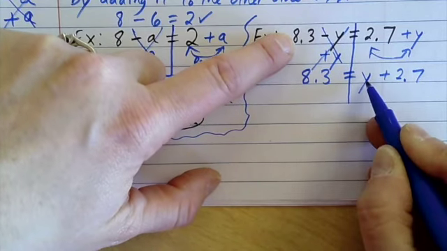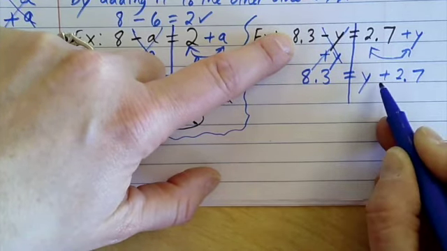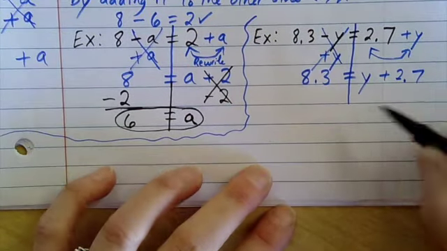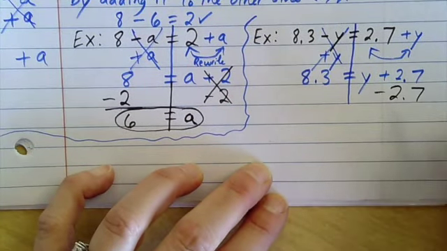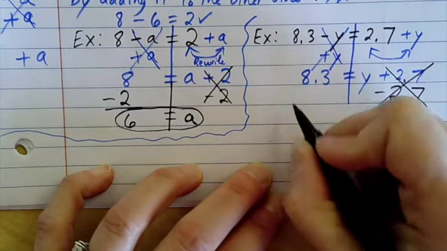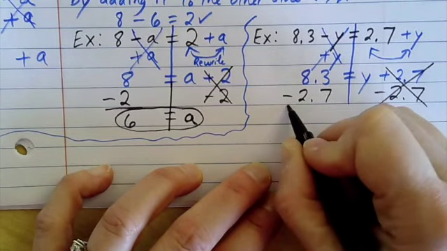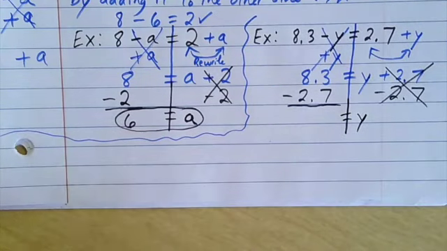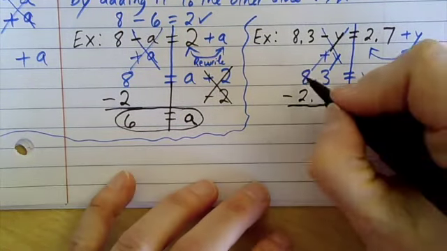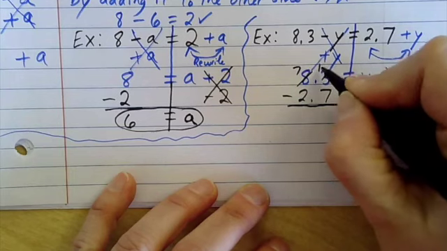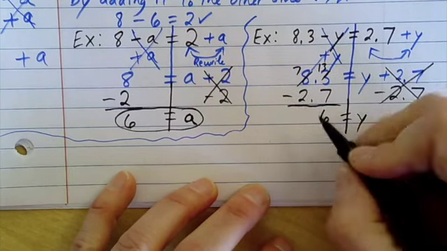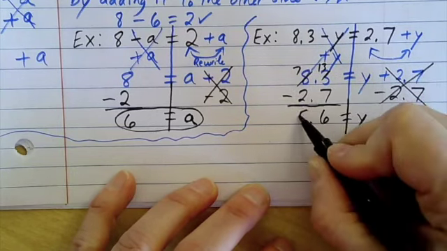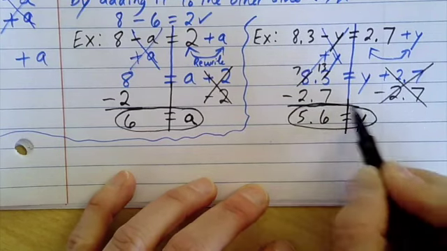We want to get y by itself. So how do I get rid of a plus 2.7? I do the opposite by subtracting 2.7. That's going to cancel that out. And when I subtract 2.7 over here, I've got y on the right, which is good. I want it by itself. You may have to borrow. That's 13 minus 7 gives you 6. 7 minus 2 is 5. 5.6 is going to equal y.